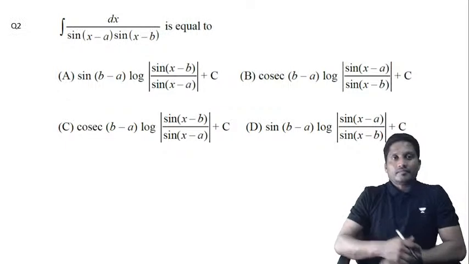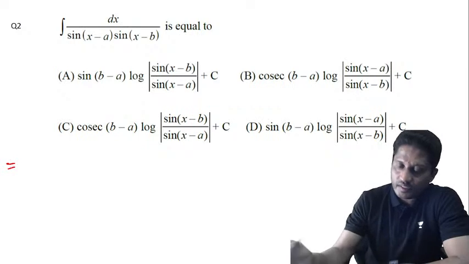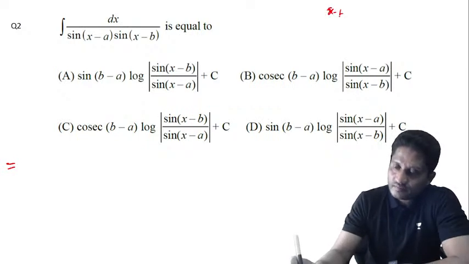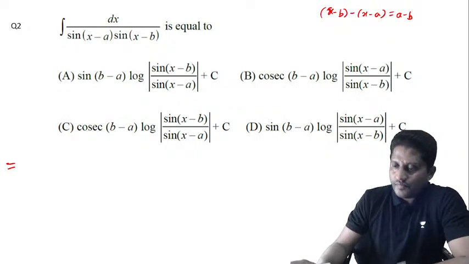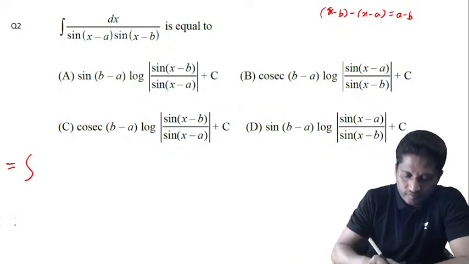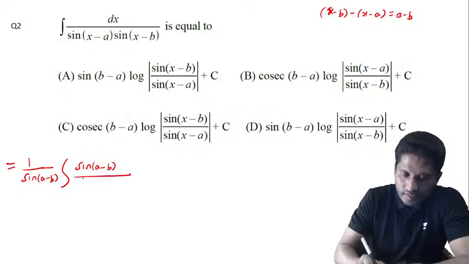Question number 2. There's a similar question in NCERT as well. You take the second angle and subtract with the first angle. If you open the bracket, this is a minus b. Okay, now this is equal to integration of, I'll multiply and divide by a constant, right? Multiply and divide by sine of a minus b, and then this is sine of a minus b divided by sine of x minus a, and then sine of x minus b.